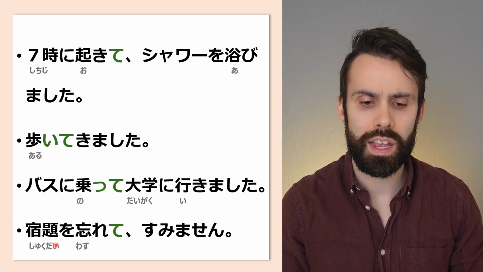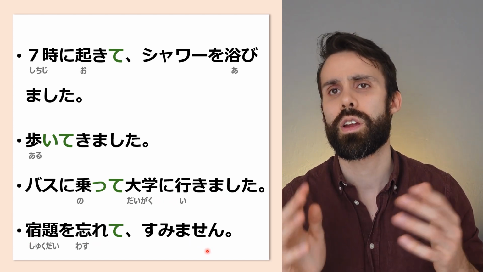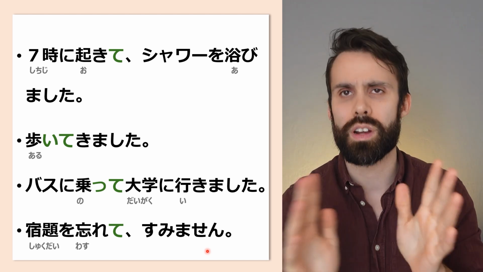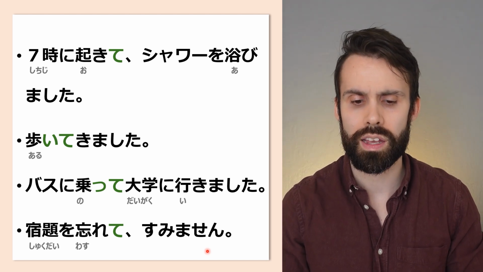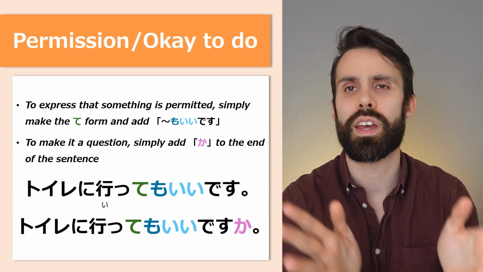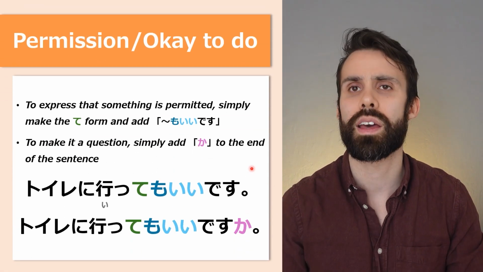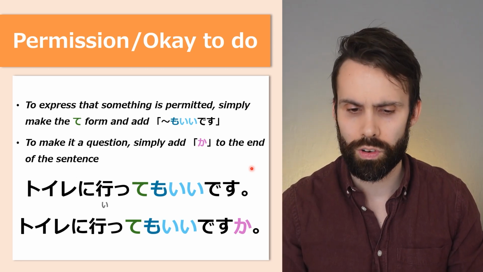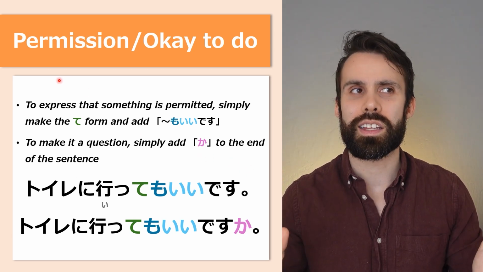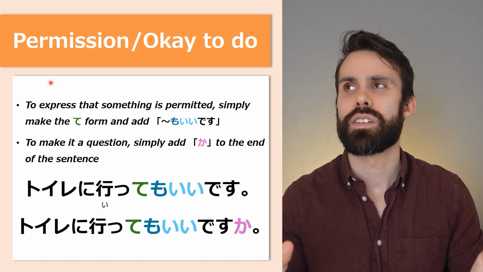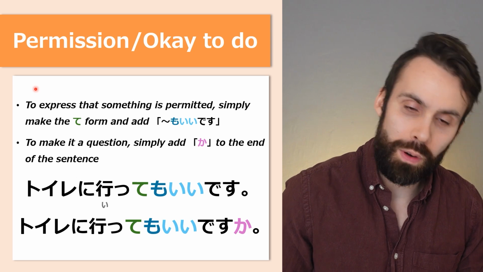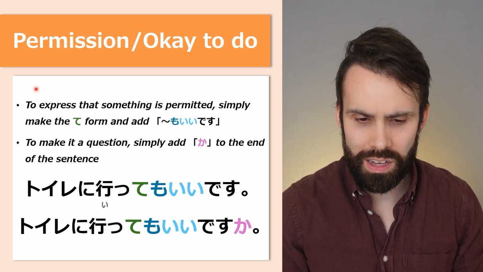宿題を忘れてすみません. So here's a little bit different. Here we are saying, I forgot my homework. Sorry about that. So if you have to apologize for something, you can put the thing you're apologizing for in the te form and then add すみません or 申し訳ないです or some term that expresses that you're sorry. Sorry about that.